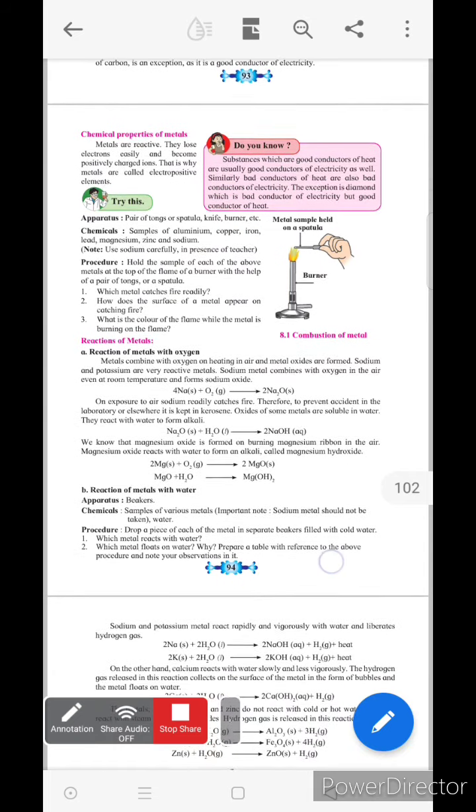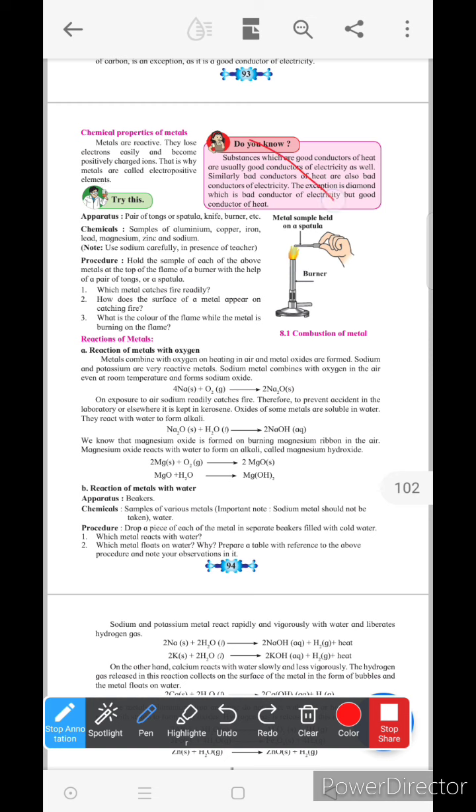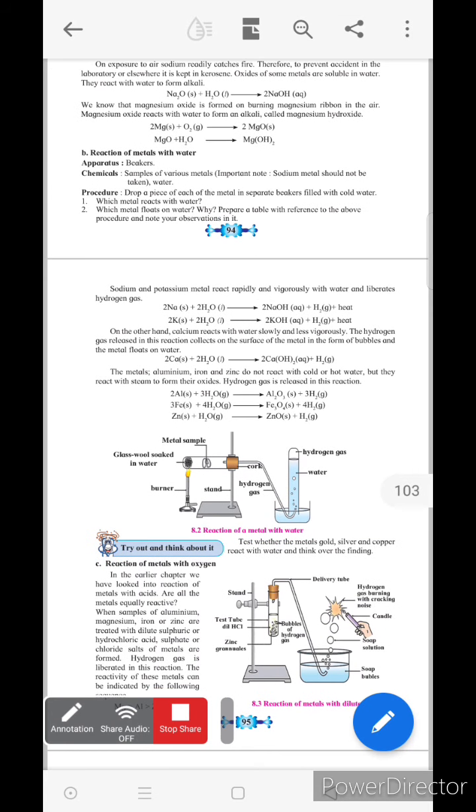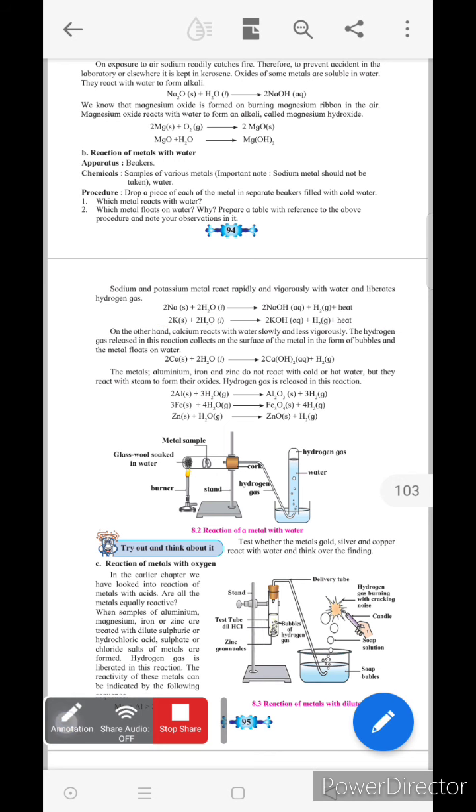On the next page, page number 94, at the top right-hand side of the page, there is a 'Do you know' topic, and the topic is removed from your syllabus. Now we will move on to page number 95. Please be careful here. There are two reactions which are removed: sodium and potassium react with metal and liberate hydrogen gas. Those two reactions are removed from this page. That's it for this page.